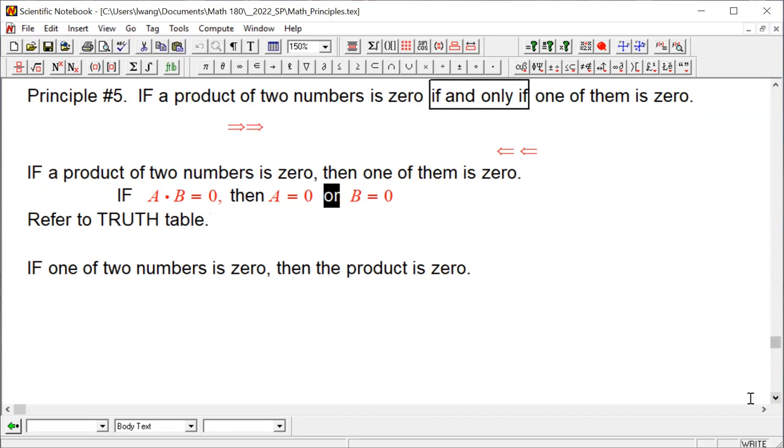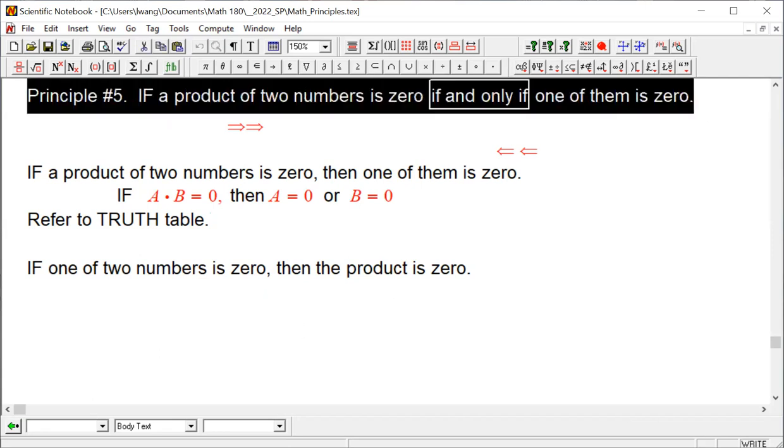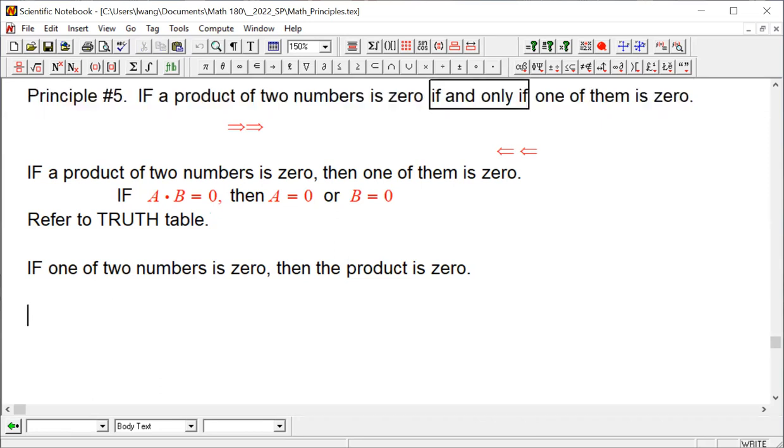Now, let's look at the other side of the statement. If one of two numbers is 0, then of course the product is going to be 0. That's pretty obvious. So this is principle number 5, the kind of two-way street. Now, the last one, principle number 6.